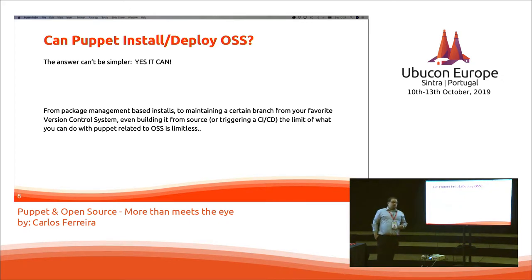Or even building it from source, either executing directly the compiler itself, or triggering a CI/CD component, not part of Puppet, but connecting to a third-party CI/CD, that will actually deploy whatever you want, compiled fresh out of the oven, like we used to say, directly into your systems. So what you can do with Puppet related to open source software is actually limitless.